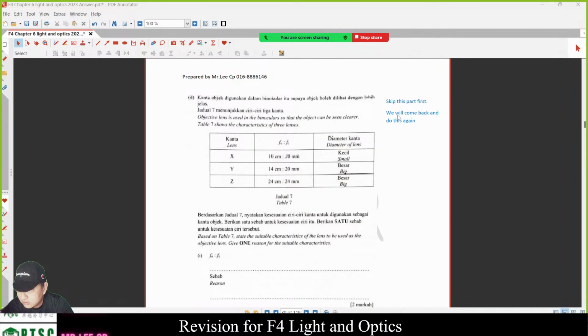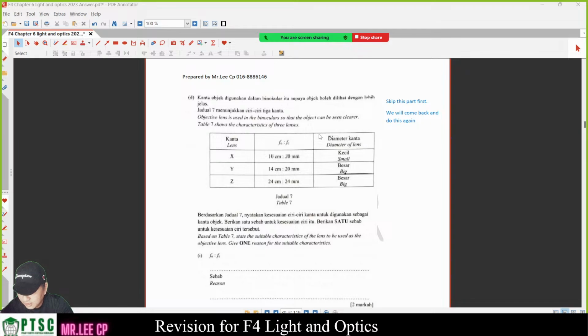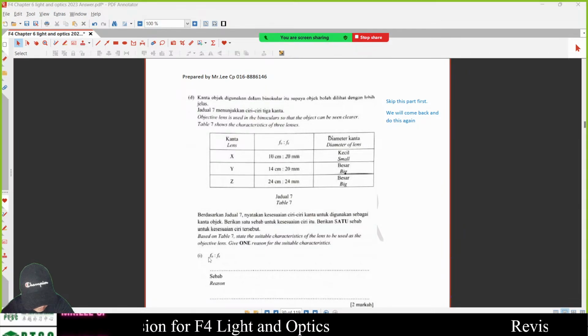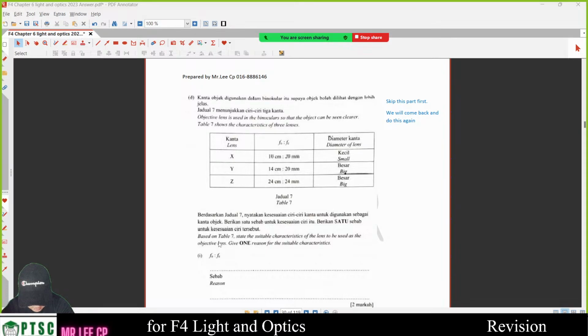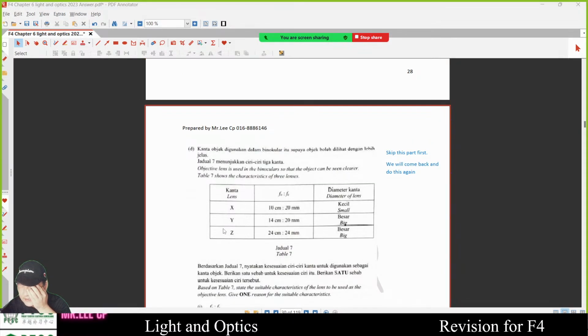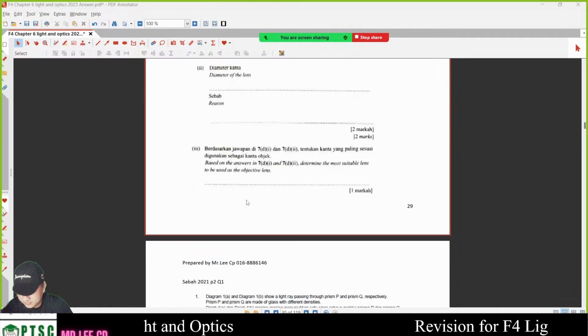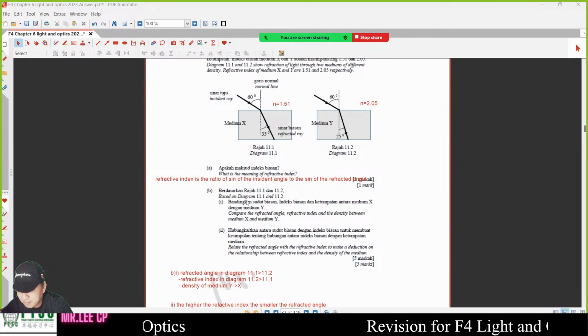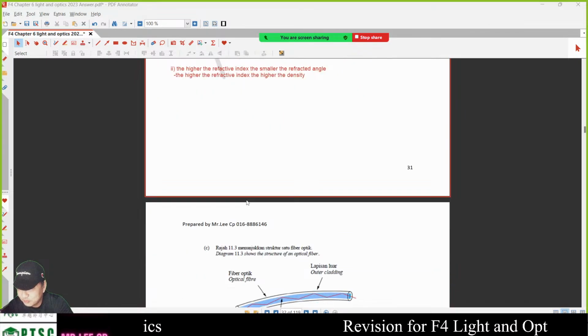Oh, this one I skipped before, because it is the telescope and microscope one. You skip this one first. I forgot to do it back.